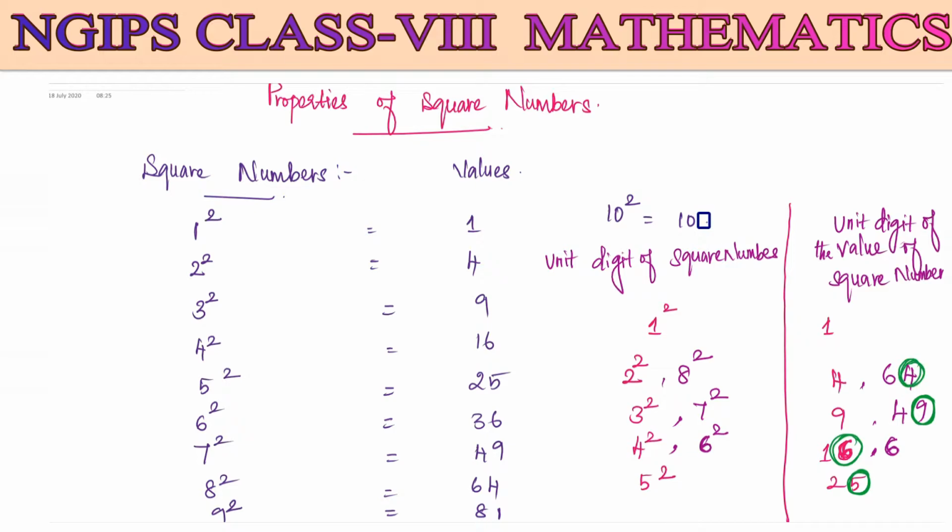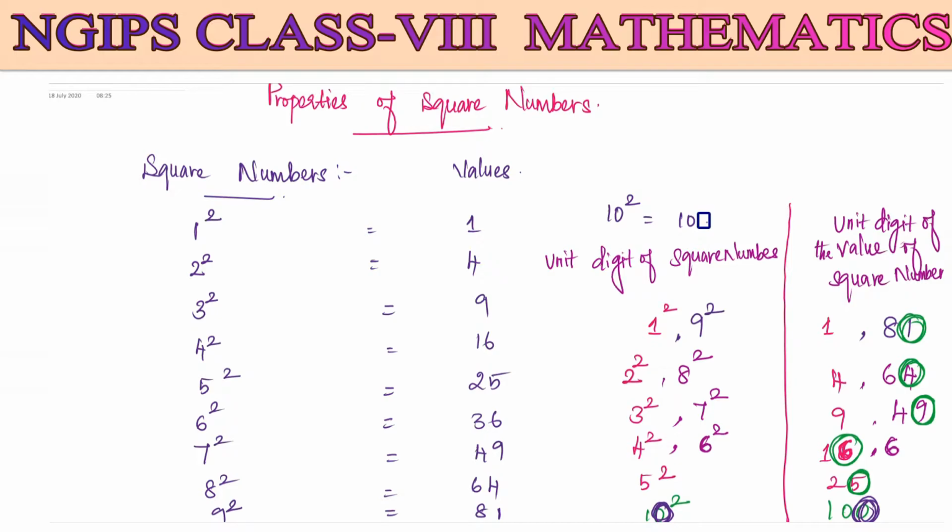Next, when it comes to 9 square, the value is going to be 81, but the unit digit here is 1. Now if you compare these values, we know 10 square, the value is going to be 100. The unit digit is 0. We don't have any problem in this. Just compare the numbers here.